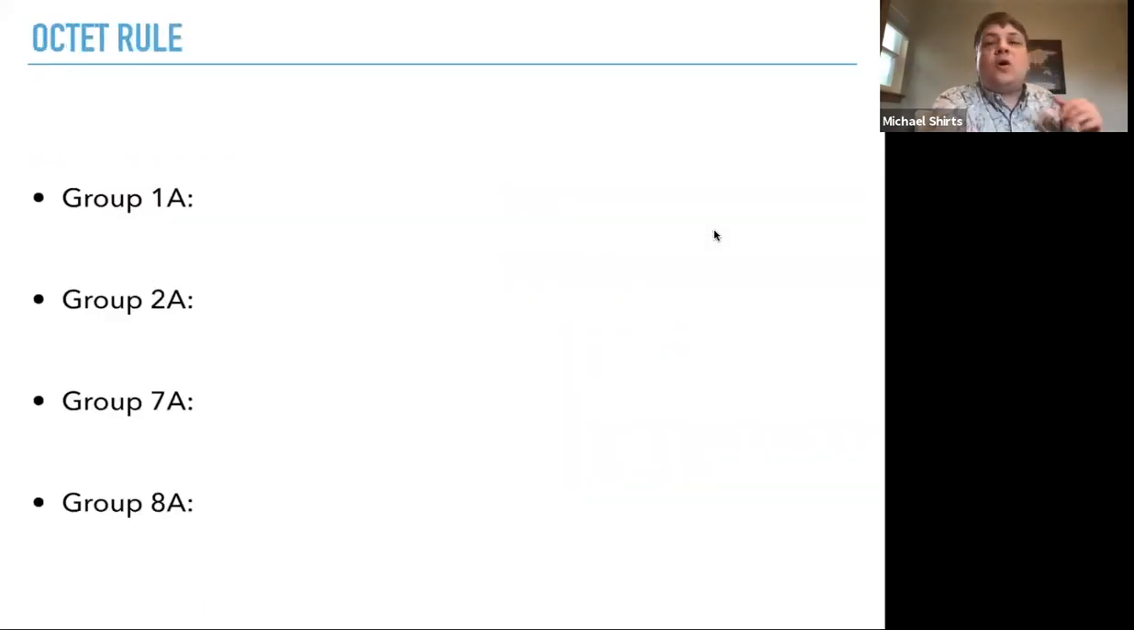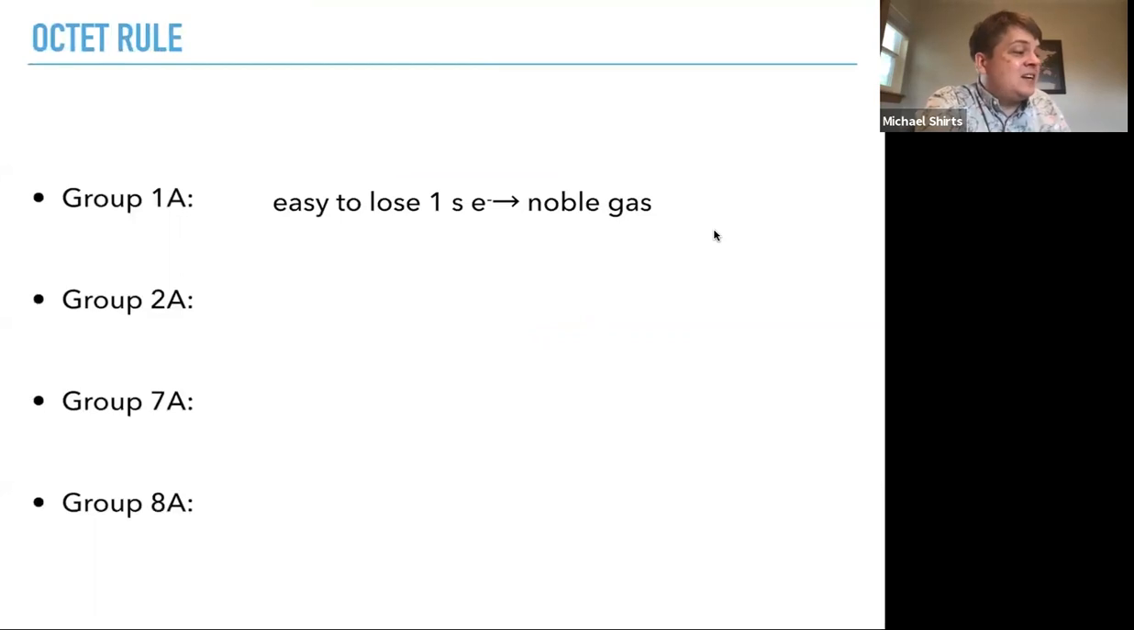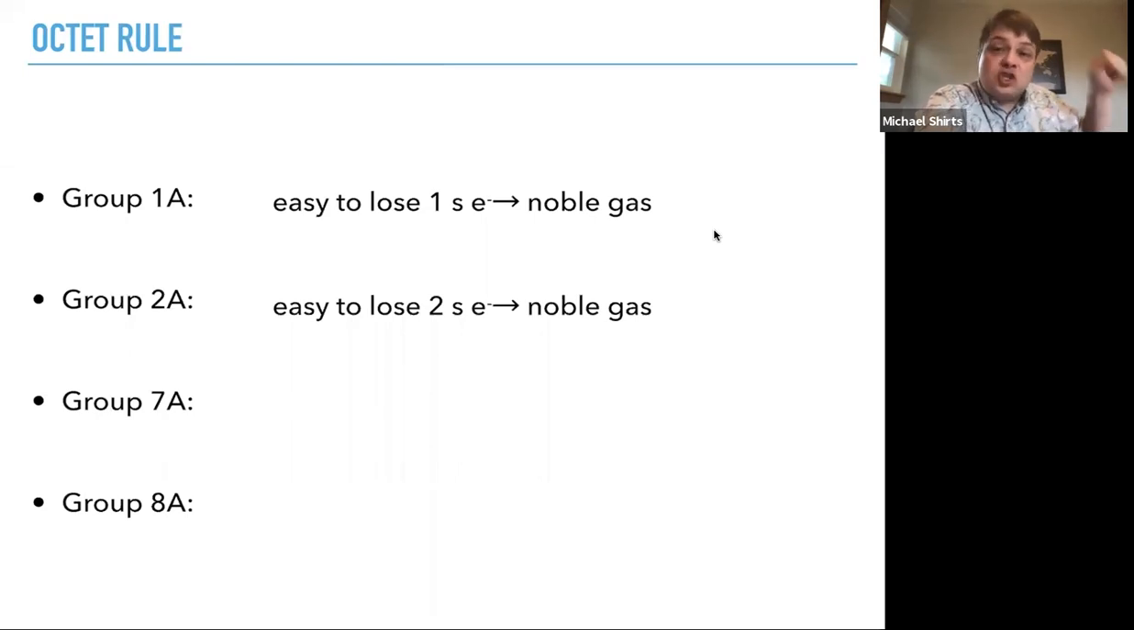negative. So what all of this seems to be shaping towards is some general principles, as you've probably heard before, the octet rule. And the octet rule really is just a restatement that it's most stable to have a configuration that's like a noble gas configuration. So the group 1A, it's easy to lose 1s electrons because that gives you a noble gas configuration. Group 2A, it's easy to lose 2s electrons. That gives you a noble gas configuration.